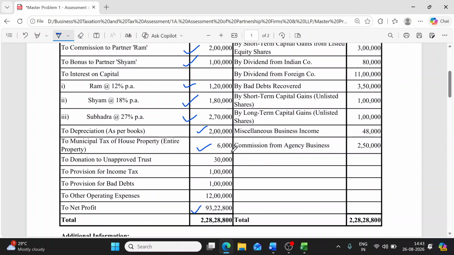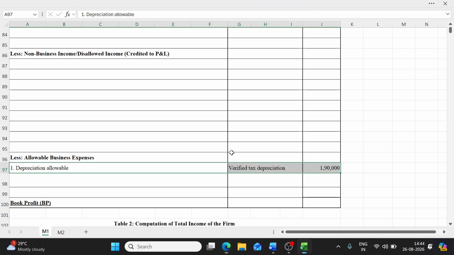So out of this 6,000, only 1/3 can be shown as a business expenditure, but the 2/3 part cannot. Simply divide this 6,000 by 3, then the valid portion which can be shown as a business expenditure is only rupees 2,000, but the remaining 4,000 cannot be shown as a business expenditure. So that should be disallowed and added back in the net profit to determine the book profit.